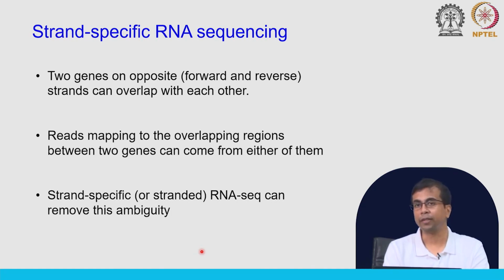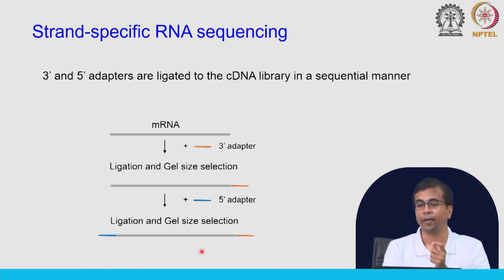So, what we do is we add 3 prime and 5 prime adapters sequentially, and these adapters are unique for 3 prime and 5 prime, and we can add them in a sequential manner with purification steps in between. Okay. So, once we get an adapted sequence, we know we are getting the forward strand or the reverse strand data. So, this helps us in separating out this strand information from the read data. Okay. So, here is the brief schematic.